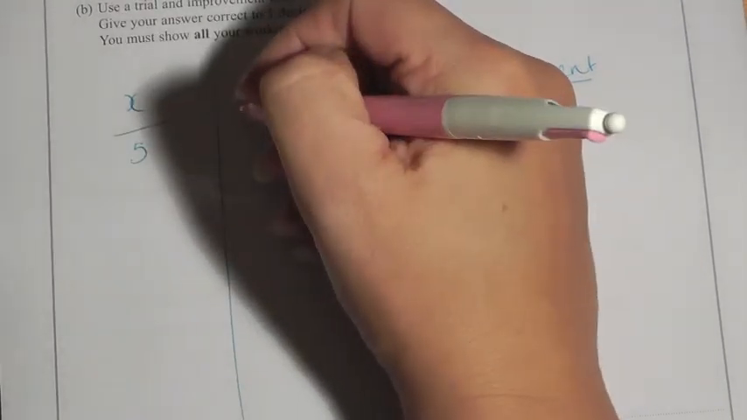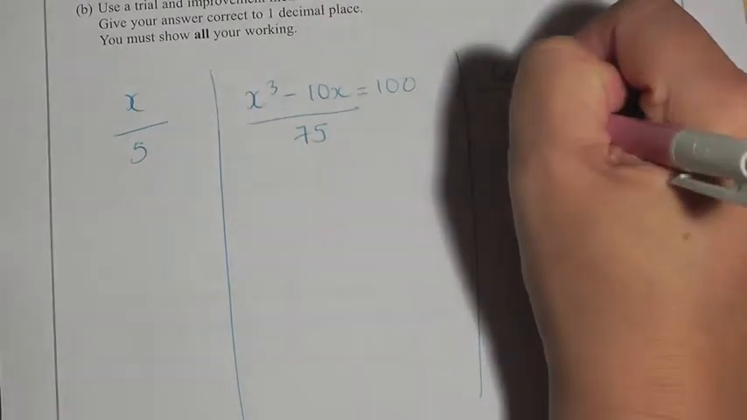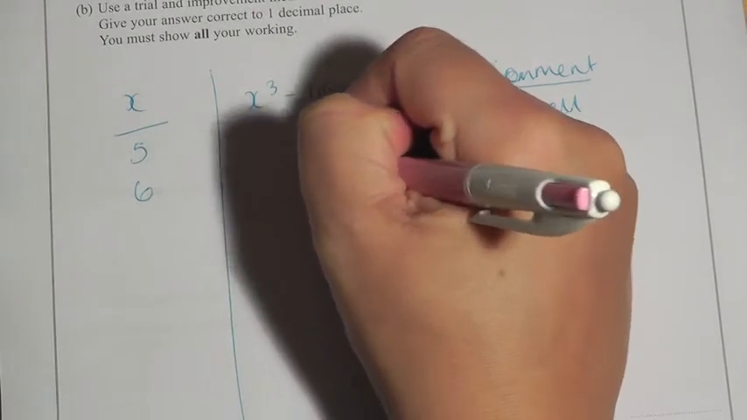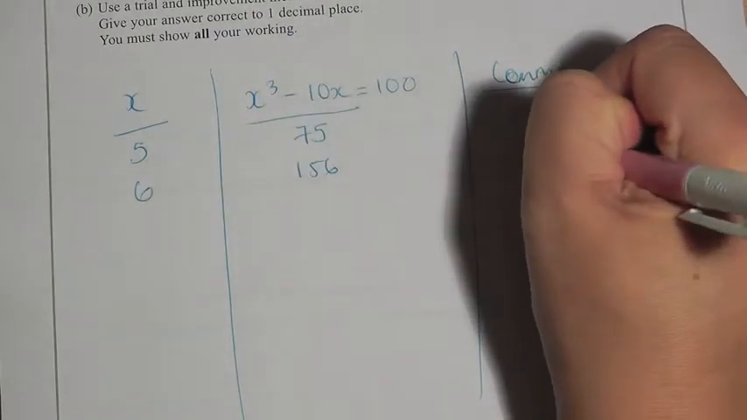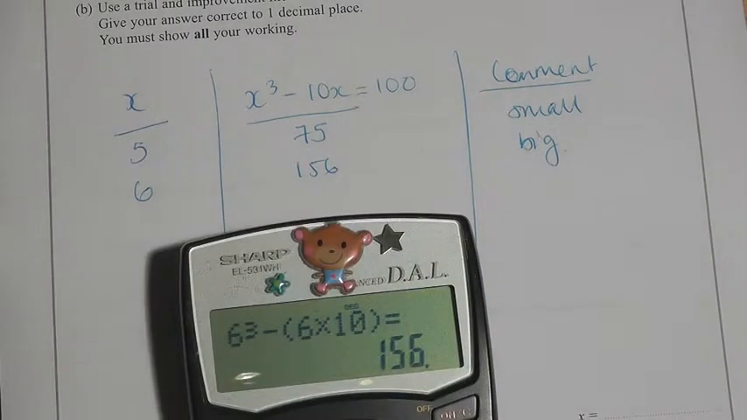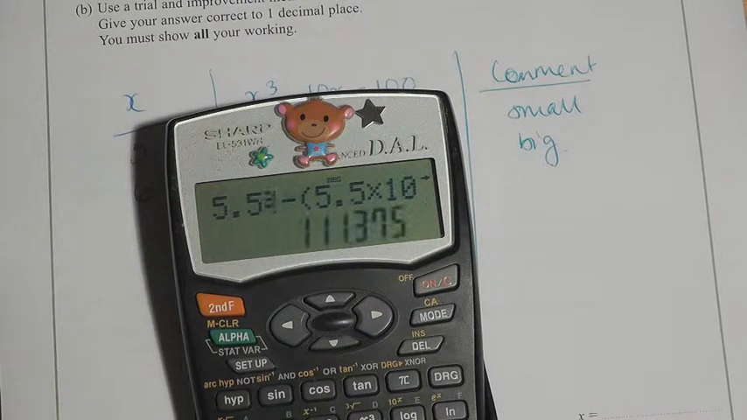So when x was 5, our answer in the centre was 75, which was too small. When x was 6, our answer in the centre was 156, which is too big. We want the answer to be around 100. So I'm now going to check the midpoint of those two, which is going to be 5.5. And you can see that if you use the delete button in your calculator like this, you can just replace it with the number that you're trialling each time.